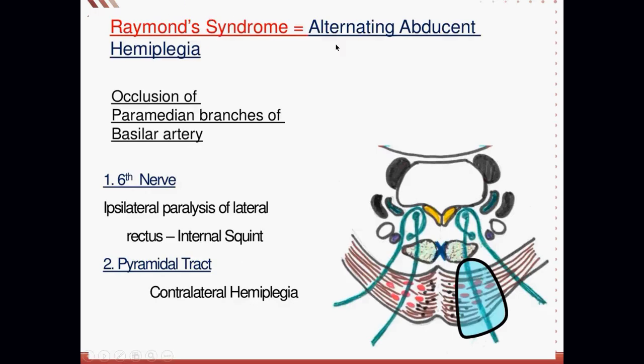In Raymond syndrome, that is the alternating abducent hemiplegia, it also occurs due to the paramedian branches of the basilar artery. So this part is affected. So the pyramidal tract is affected, causing contralateral hemiplegia. The sixth nerve is affected, so ipsilateral paralysis of the lateral rectus, causing internal squint.